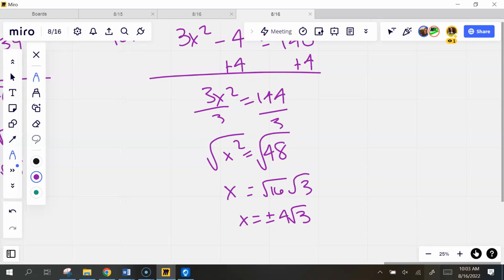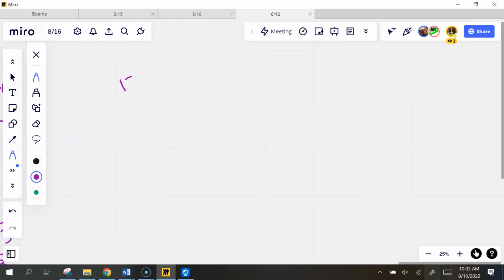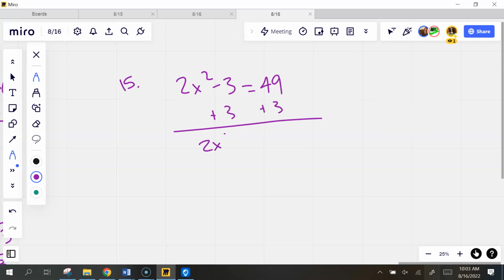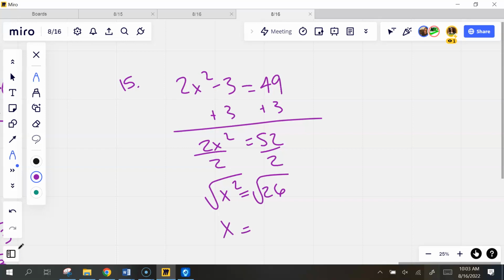I'm just 15. 2x squared minus 3 equals 49. I'm going to add 3 and divide by 2. That's exactly right. So x squared equals 26. Yes. Perfect square to divide 26 by? Nothing. So I leave it root 26.